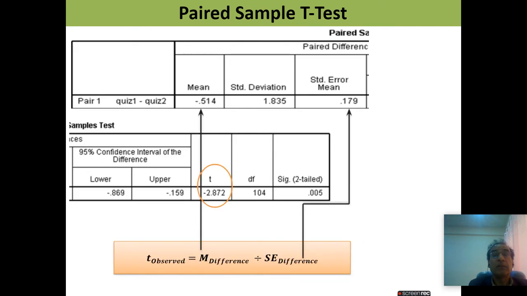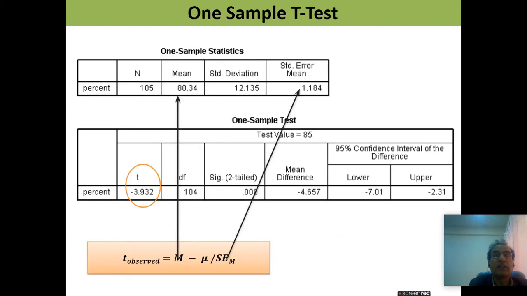Paired sample t-test. So you can see in this sample t-test, t observed is equal to minus 2.83, degrees of freedom is 105, and significance is 0.00, that is less than 0.05. So this test is significant.